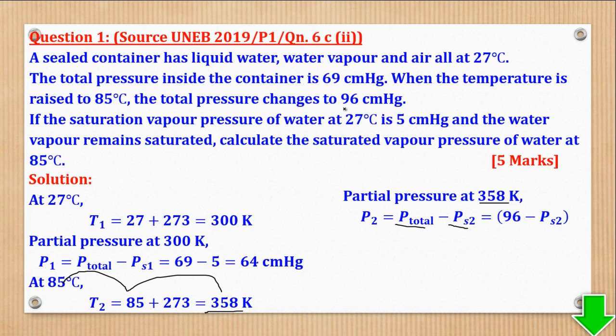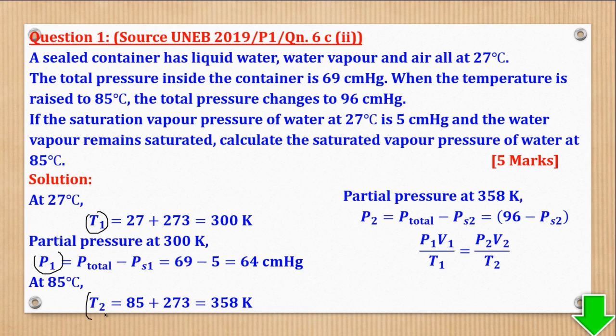So we know the total pressure at 85 degrees Celsius, but we don't know the saturated vapor pressure at that temperature, so we leave it as an unknown. Then we shall come and quote the ideal gas equation: P1 V1 over T1 is equal to P2 V2 over T2. The good thing, we have T1, we have P1, we have T2, we have P2. V1 and V2, we don't have them yet.